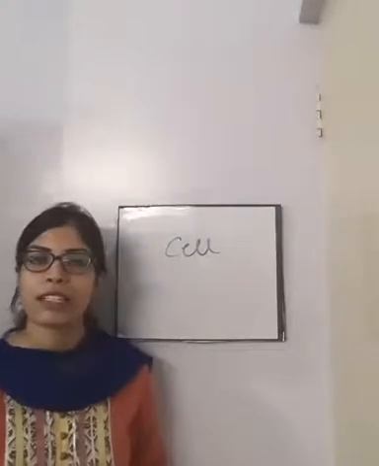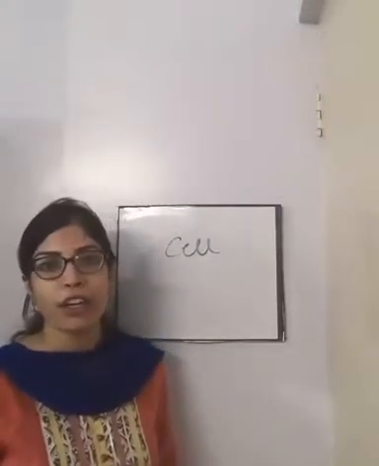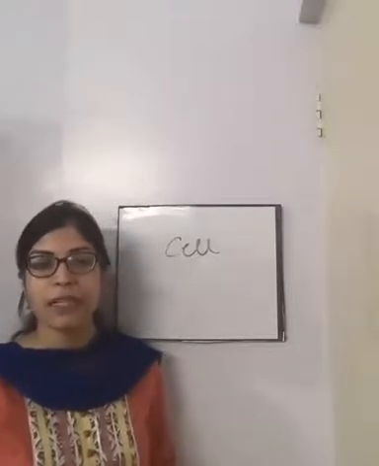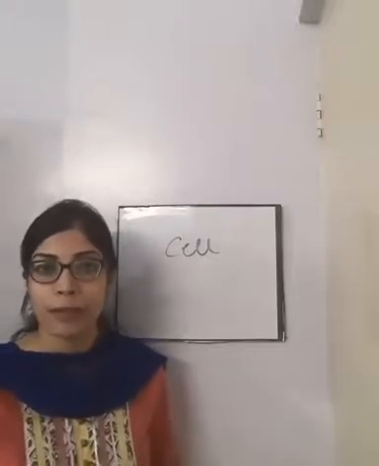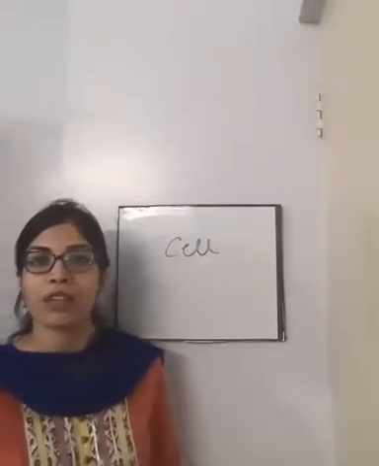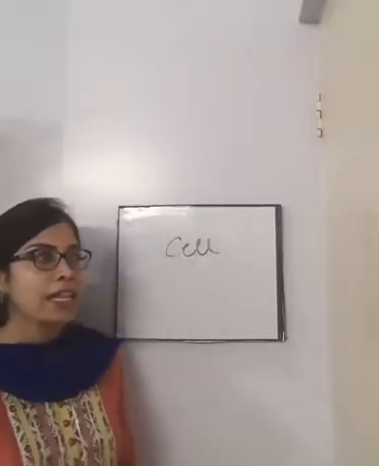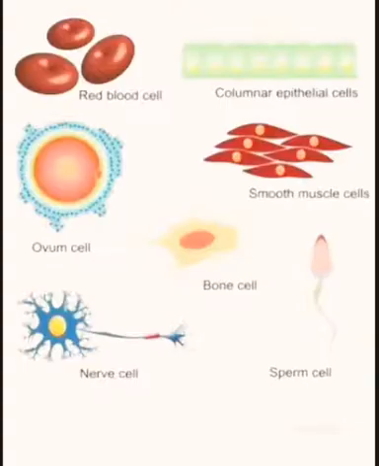Now, what is a cell? A cell is the basic structural and functional unit of life. It is the smallest unit of life. That means every organism is ultimately formed of cells, many cells, thousands or lakhs or crores or uncountable cells. And these cells may be of any shape or size.